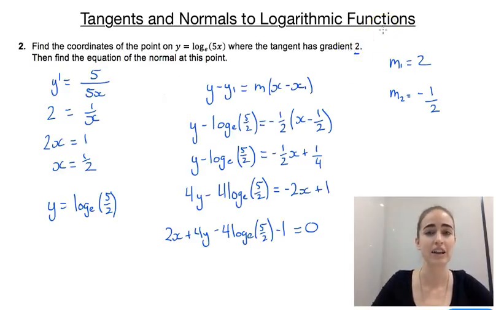All right, so that's a few examples of tangents and normals to logarithmic functions.